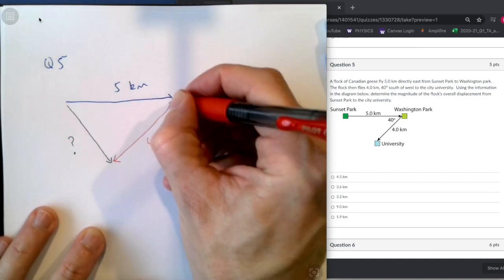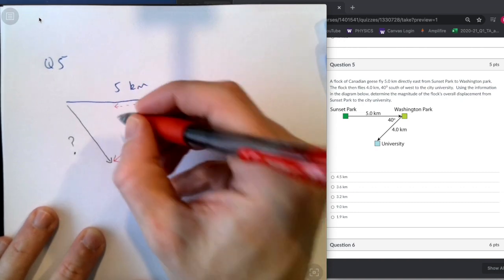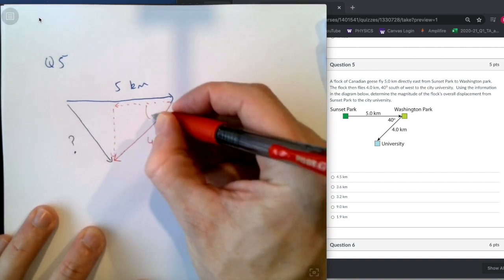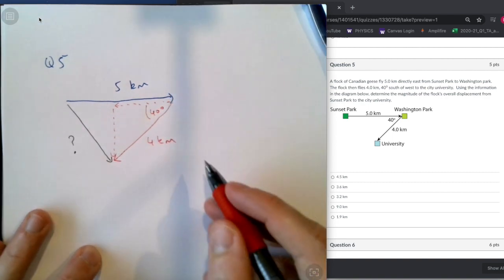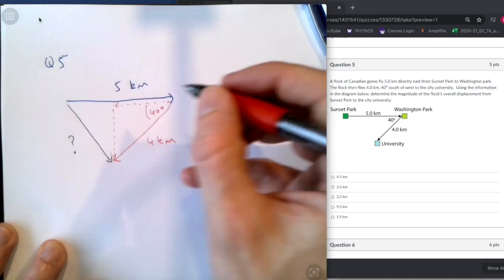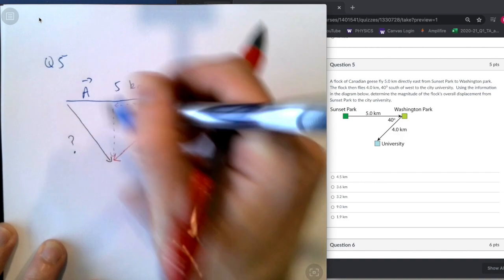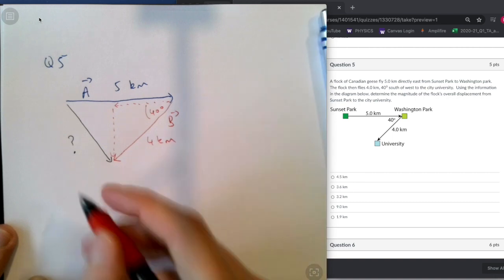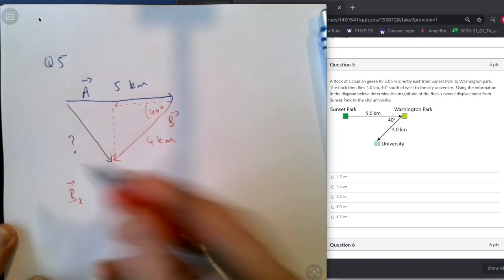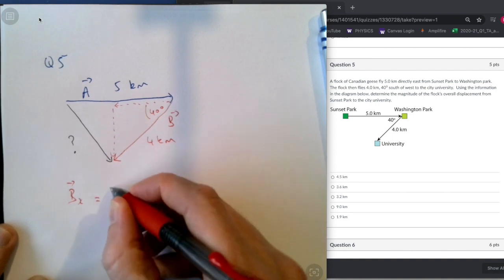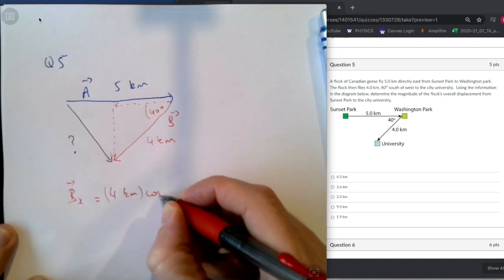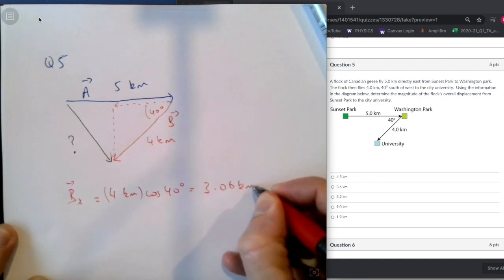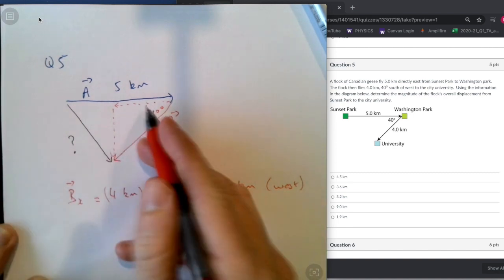So I decompose the 4 kilometer vector into its x and y components, or basically its west and its south components. So this is 40 degrees. So let me say I'll call this vector A, and I'll call this vector B. So B x, the x or the west direction, is going to be 4 km times the cosine of 40, and that's about 3.06 kilometers to the west, this direction to the left.